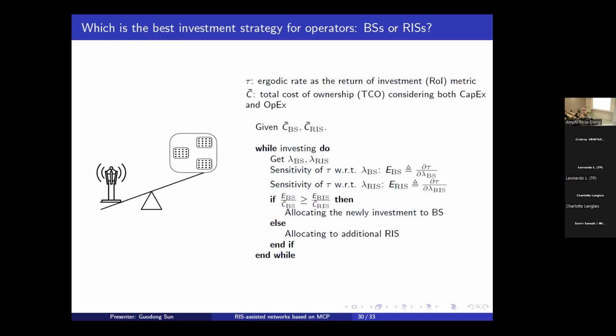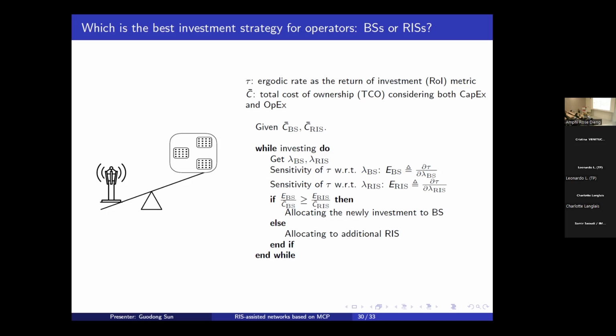Now we come back to our appetizers for the operators. What should an operator do when trying to select between base stations and RISes? Here we use the ergodic rate as a metric for the return on investment. There are some values you can obtain from the suppliers, like the total cost of ownership, including the capital expenditure and the operational expenditure, I mean the license, the power consumption, the site deployment, buying assets. We just assume it's some value we can know from the market.